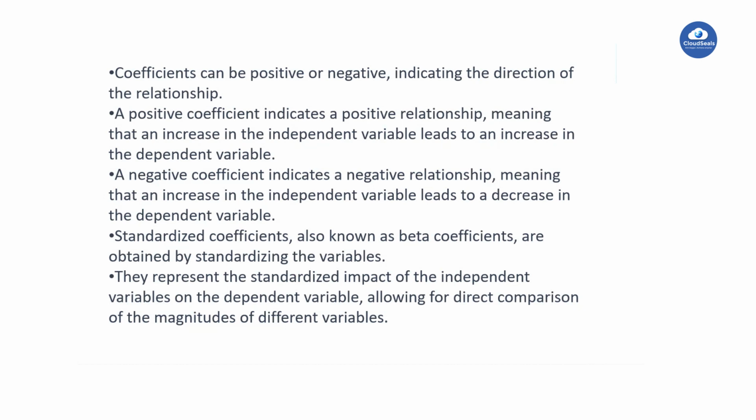If there is a relation, we are able to build a linear regression model. We are able to fit the best fit line, that is the regression line. Thus, the standardized coefficients, also known as beta coefficients, are obtained by standardizing the variables.